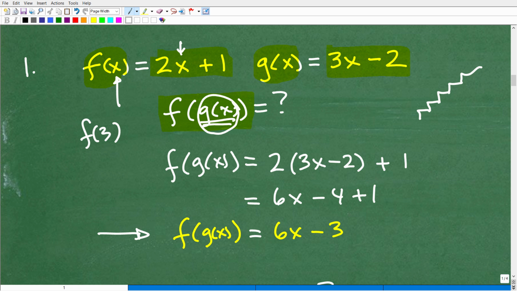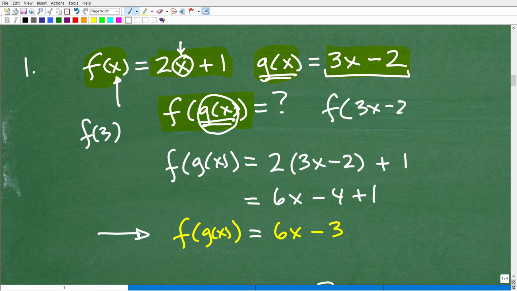But with the composite function, what are you plugging in? Well, you're plugging in the g of x function. So this notation, don't let this confuse you. What this is really asking you is to plug this into this function right there. Okay, so you're really technically finding f of 3x minus 2. So we plug in 3x minus 2 right there, and then we go ahead and simplify the remaining expression there.